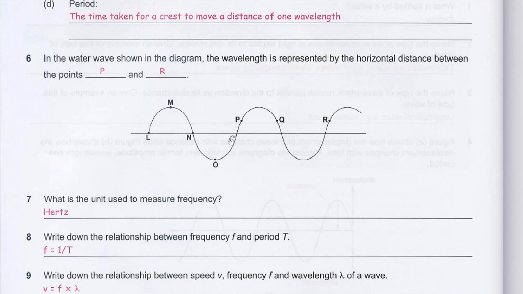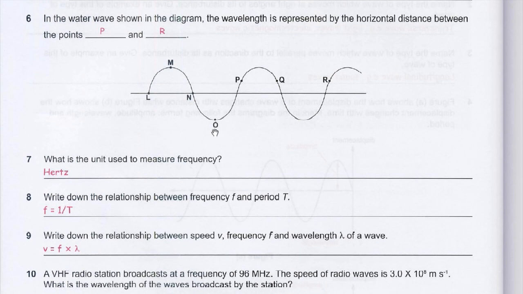The question that I want to go through in detail is question 6. In the water wave shown in the diagram, the wavelength is represented by the horizontal distance between which points? A lot of you gave me L and P, N and Q, M and O, N and P, and things like that. But the answer is actually P and R. Why is this so?